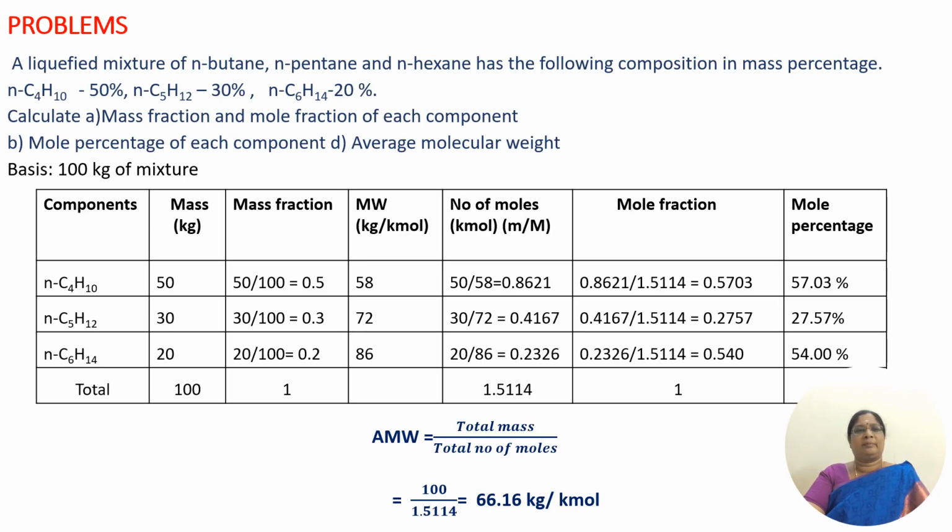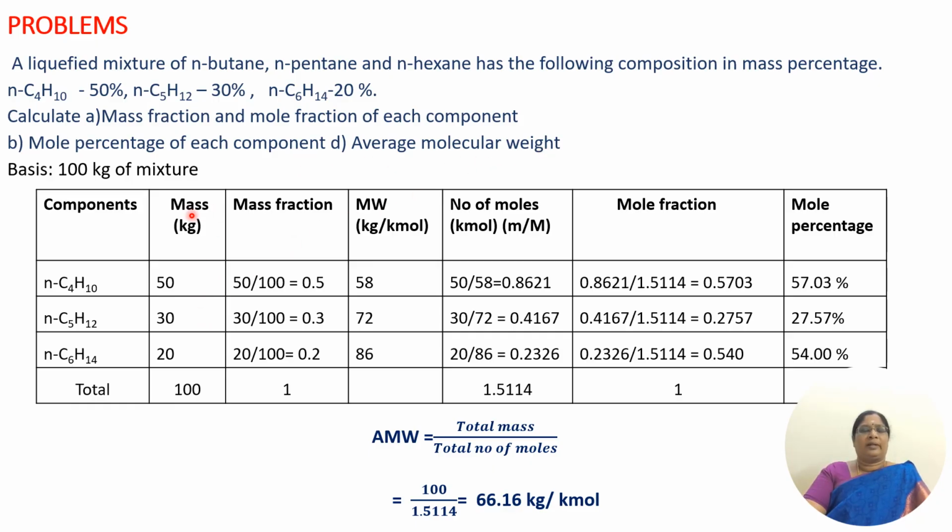The problem statement is: a liquefied mixture of n-butane, n-pentane and n-hexane has the following composition in mass percentage. That is, for butane it is 50%, pentane 30%, and hexane 20%. Out of that, they are asking us to calculate the mass fraction and mole fraction of each component, and also the mole percentage of each component, and the average molecular weight.